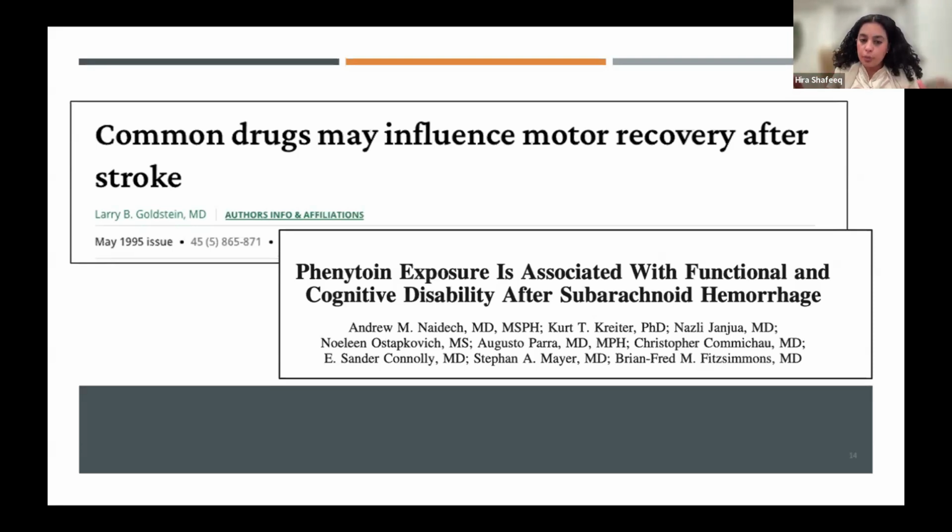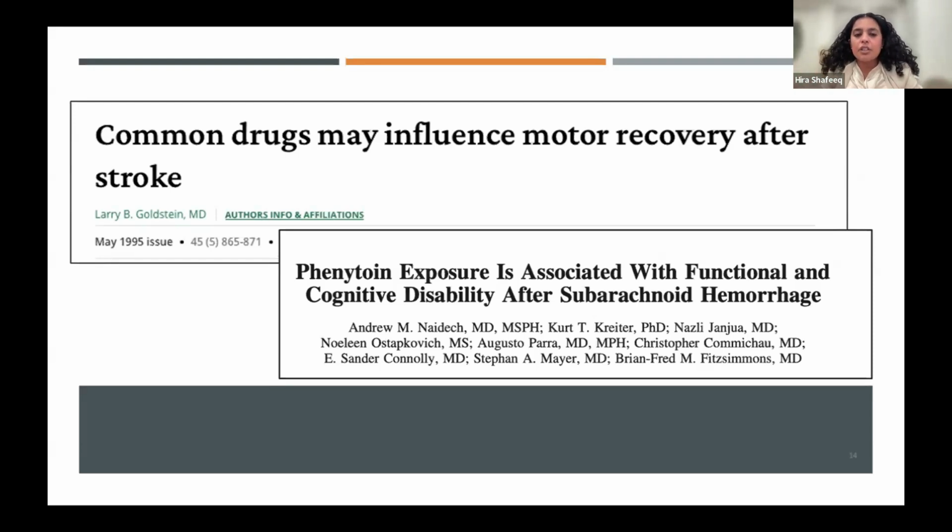We're talking about just 2 weeks of therapy and whether or not it was associated with worse functional and cognitive disability after subarachnoid hemorrhage, which is probably why, as you can imagine, the guidelines are no longer recommending giving seizure prophylaxis for subarachnoid hemorrhage. Specifically, phenytoin was associated with worse functional outcome at 14 days, although that evidence was not really seen at 30 days.